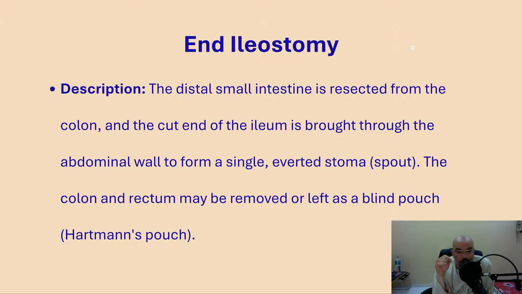The colon and rectum may be removed or left as a blind pouch, as we discussed. It depends also on the condition. But with the ileostomy, the food will not reach any part of the large intestine. Either the patient's condition requires all of this to be removed, the large intestine and the rectum and so on, or maybe they will remove only a large amount, but the other parts will be nonfunctional and they will use the same technique as the Hartmann pouch, so they will close it from inside as we discussed before.